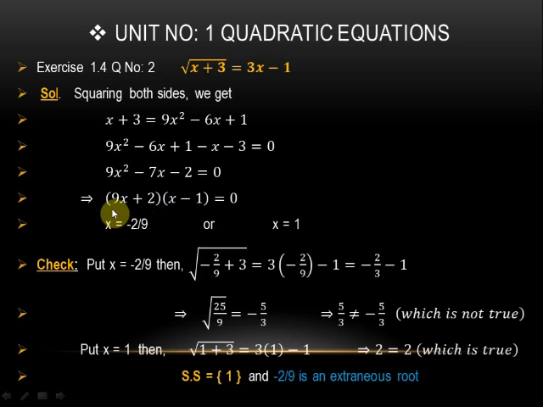So on solving the first factor, 9x plus 2 is equals to 0, we will get the value of x equals minus 2 by 9, or x minus 1 is also equals to 0, we will get x is equals to 1.